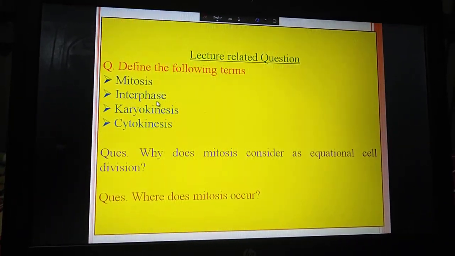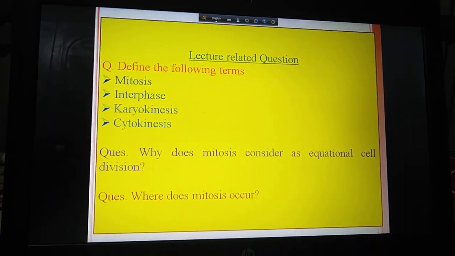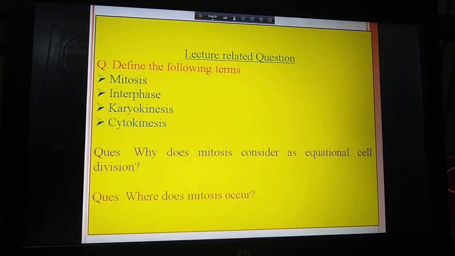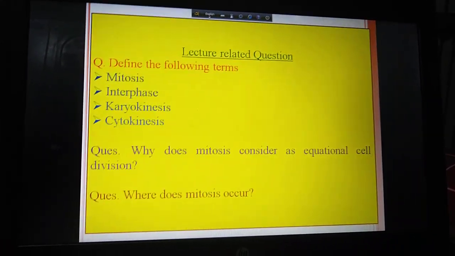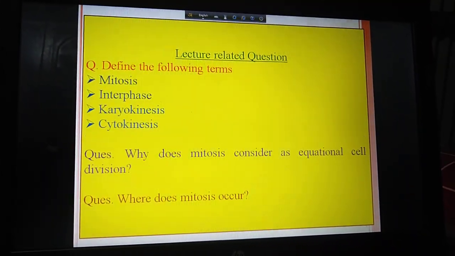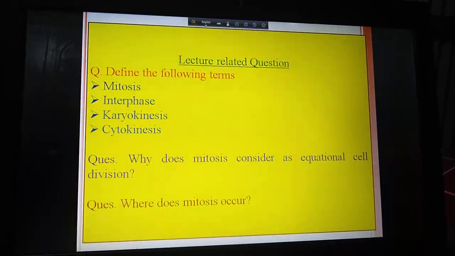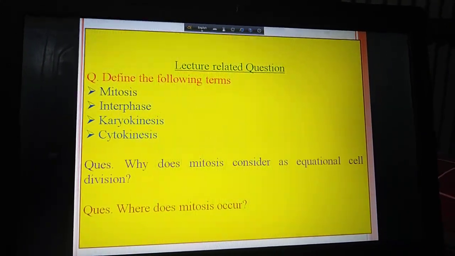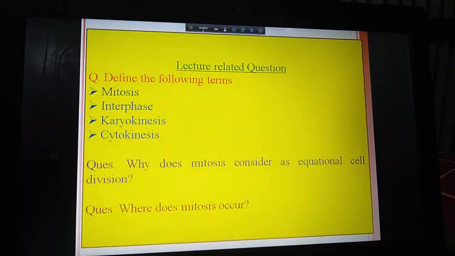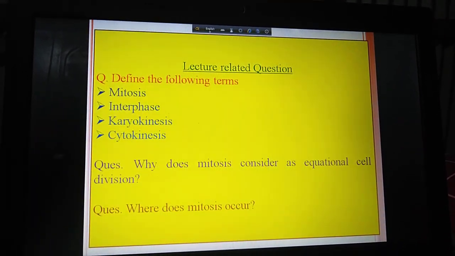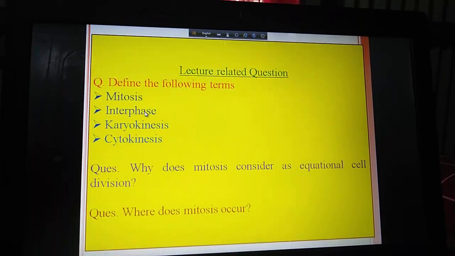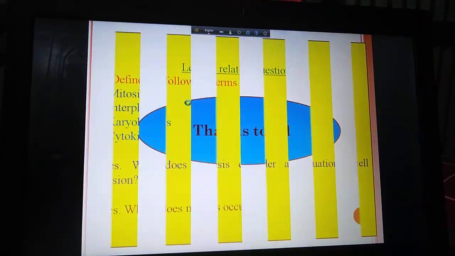What is interphase? You know that it is actually the resting period in between two cell divisions, when one cell division ends and the next cell division starts. So the gap or the resting phase in between two consecutive cell divisions, mitotic cell divisions, is called interphase.